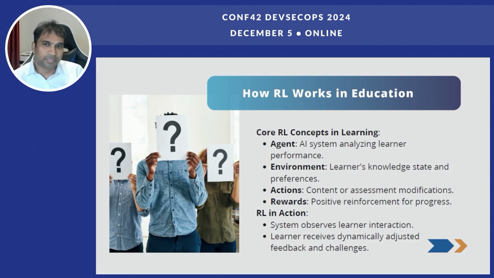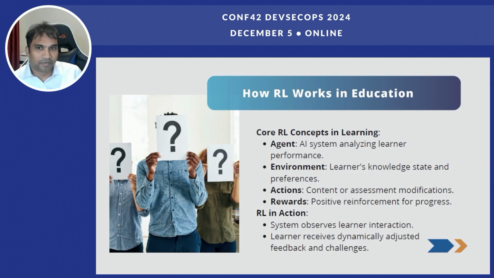In the context of education, RL operates on a set of core concepts that work together seamlessly to personalize the learning experience. Let me break it down for you. First, there is an agent. This is an AI system that continuously analyzes the learner's performance, keeping track of their progress, and identifies the areas of improvement. Next, we have the environment.